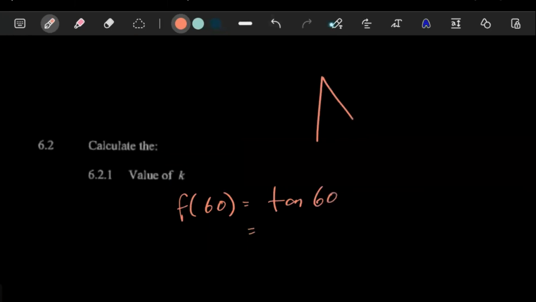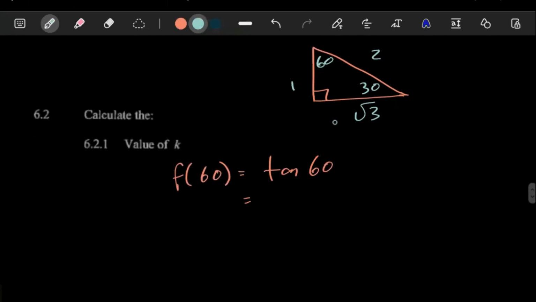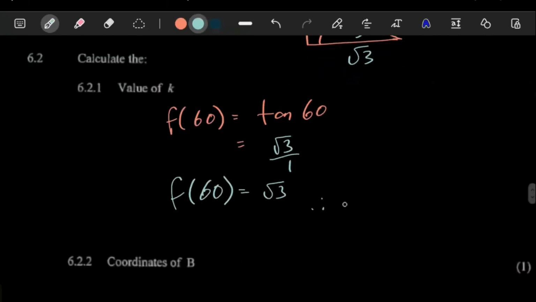Let's see what we have here. This is tan 60. 30 and 60 is like 1 and 2 and square root of 3. Tan is opposite over adjacent, which is square root of 3 over 1. It's practically just square root of 3. There we go. So therefore the value of k is equal to square root of 3.